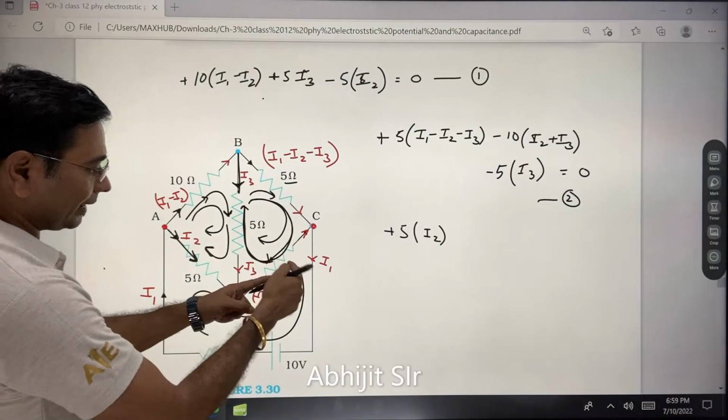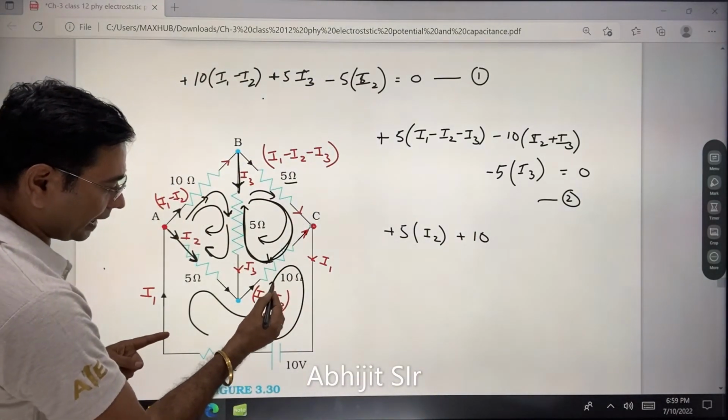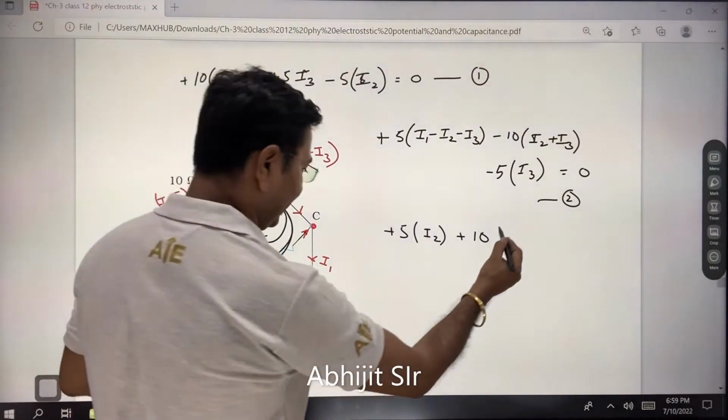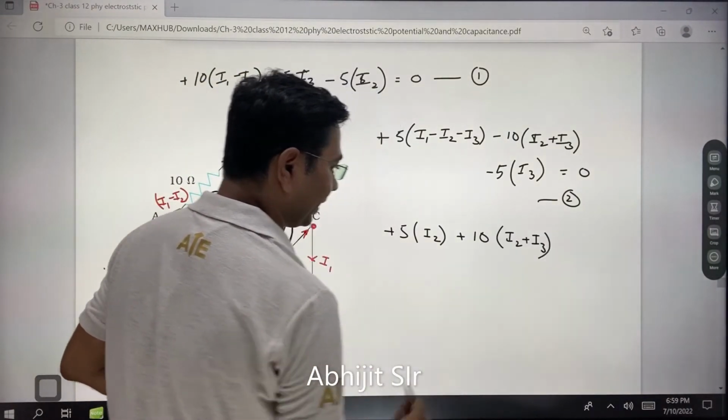Then you come over here, that is 10 पे आ जाए आप, और current के साथ साथ मैं जा रहा हूँ, loop भी जा रहा है, current भी जा रहा है, same दिशा में जा रहा है. So 10 into I2 plus I3. So this is I2 plus I3 again, plus sign का.